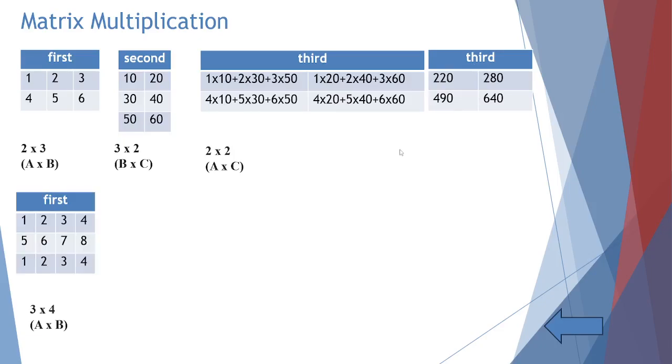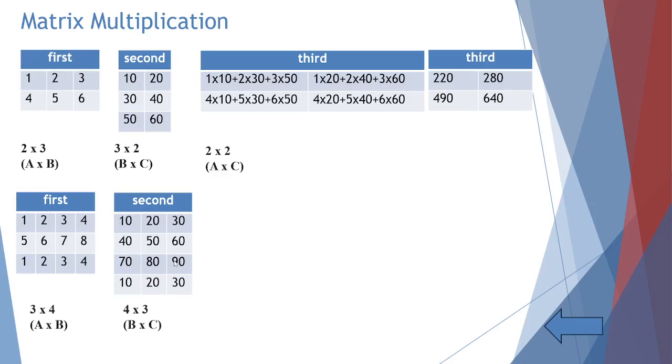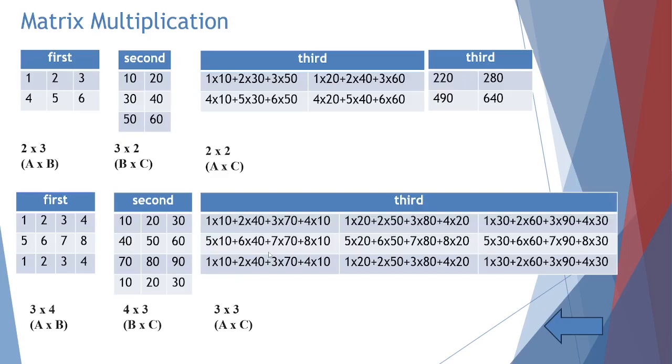The next example, 1, 2, 3, 4, 5, 6, 7, 8, 1, 2, 3, 4. There are 4 rows, so in the first row 1, 2, 3, 4, but 3 columns. Then 5, 6, 7, 8, 3 columns: first column, second column, third column. Then 1, 2, 3, 4 again, first column, second column, third column. This is the answer.